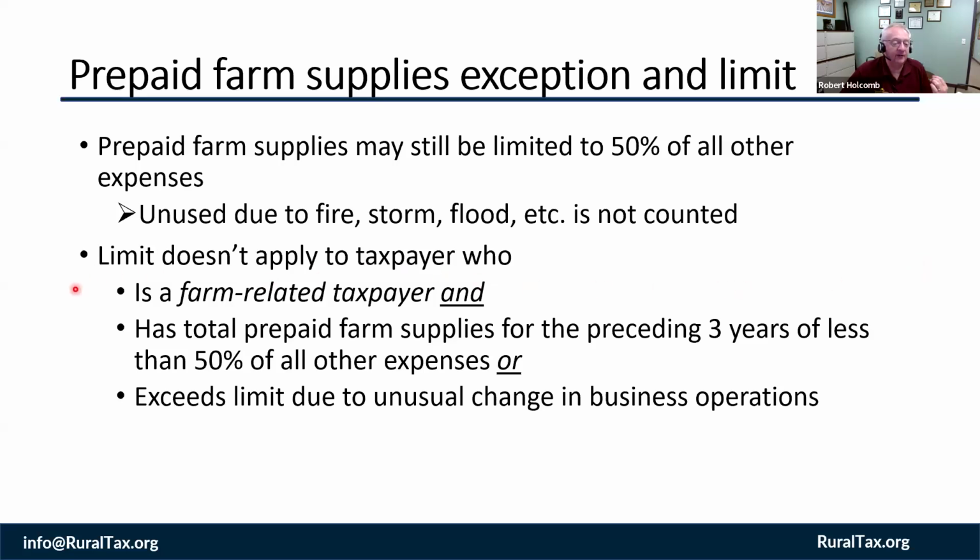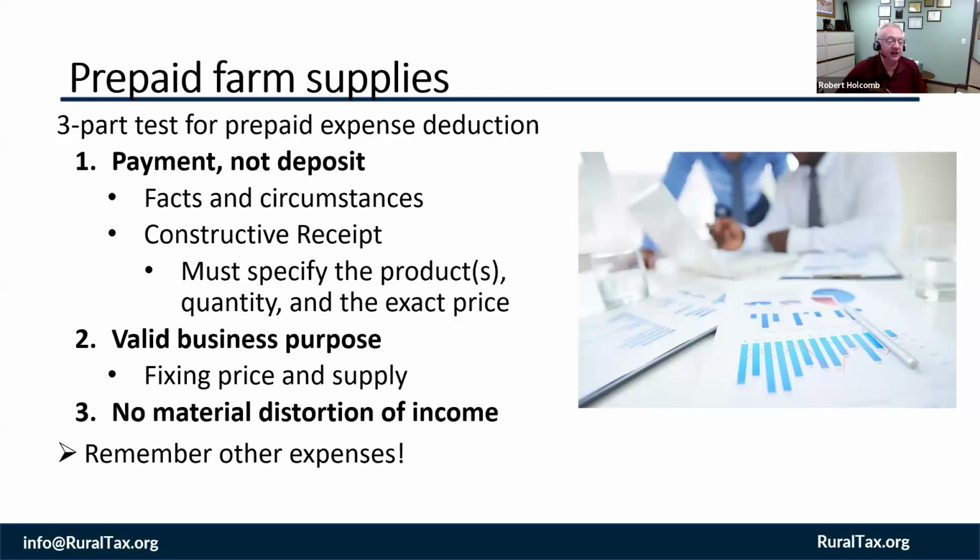Now, the mulligan rules that fall into play under this is, the limit doesn't apply if you haven't gone over that 50% limit in the last 3 years and you're a farm related taxpayer. The farm related taxpayer is you got to be engaged in farming, you got to live on the farm, or the family's got to be engaged in farming. And typically, folks, the 50% rule, I try to keep everybody under that 50%. In most cases, you really got to spend a lot of money in order to get over that 50% rule, but it's 50% of the total expenses, including the depreciation that you have on there.